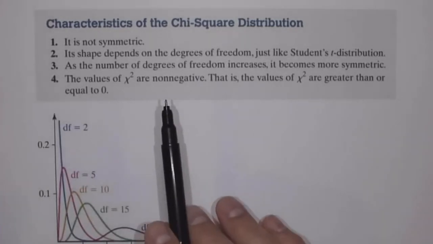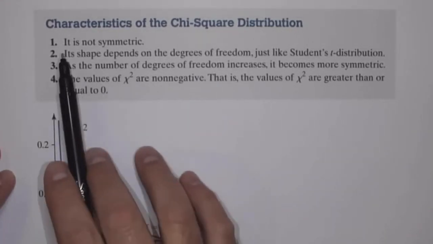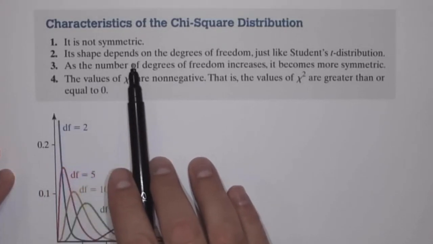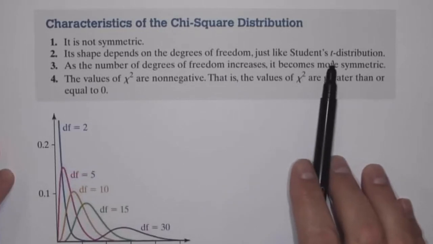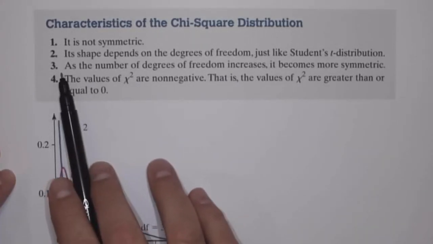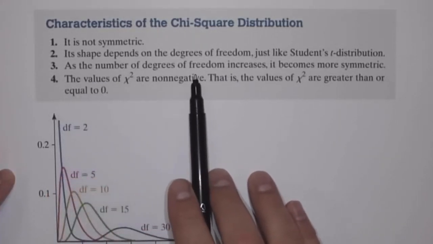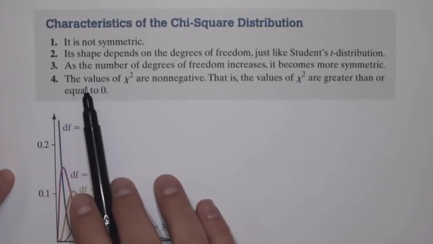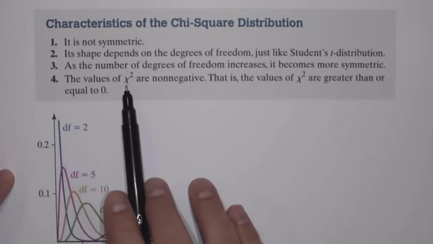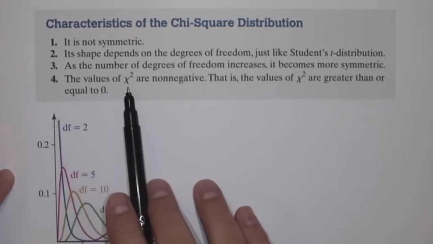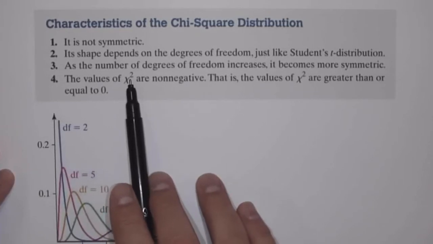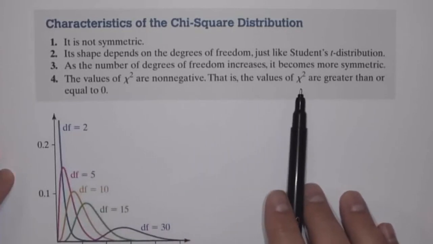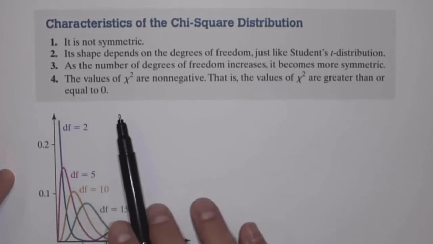So we have the characteristics of a chi-square distribution. First of all, it is not symmetric. Second, its shape depends on the degrees of freedom, just like student's t-distribution. Third, as the number of degrees of freedom increases, it becomes more symmetric. And fourth, the values of chi-square, incidentally, that is this symbol right here, chi looks a lot like an X, and then we have squared, so this is chi-squared, are non-negative. That is, the values of chi-square are greater than or equal to 0.